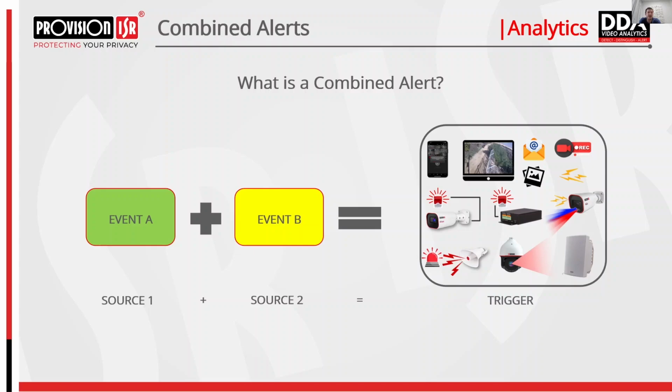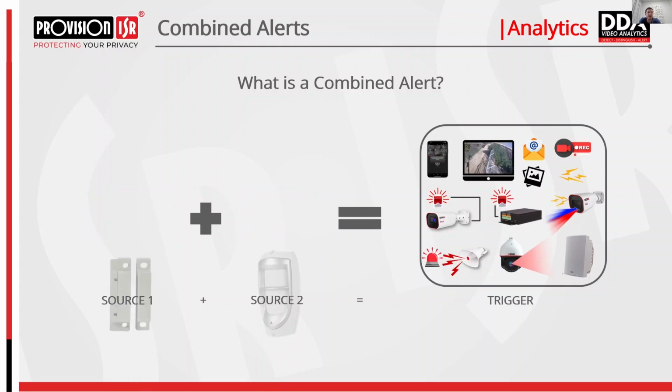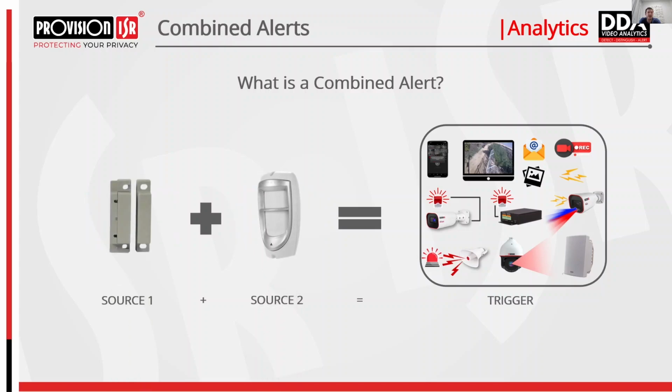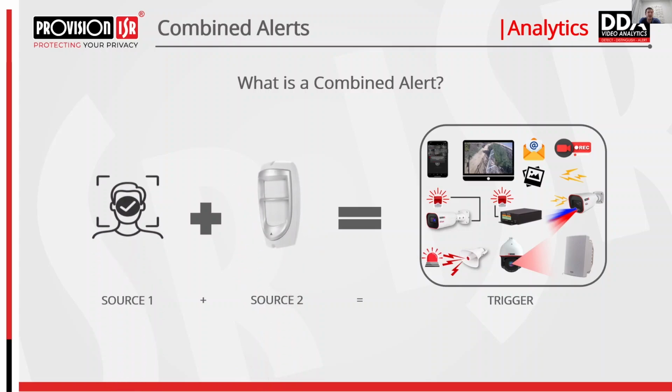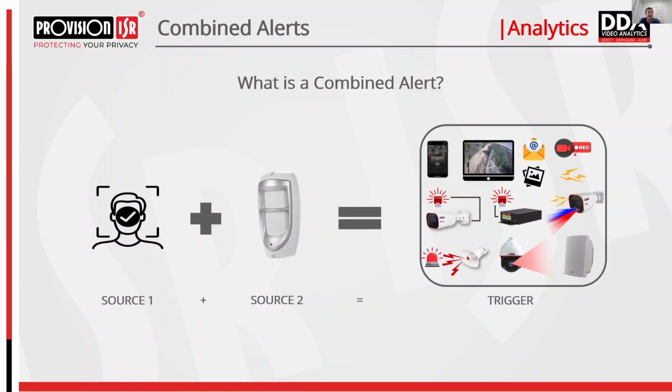So what kind of events can we actually combine? There are quite a few. It could be a sensor input, like a door contact and a PIR sensor triggering at the same time. It could be DDA analytics from our first generation, for example, line crossing from 2 different cameras. Or it could be a mix, like line crossing from one camera and sterile area from another. You can even combine face recognition results with a sensor input.